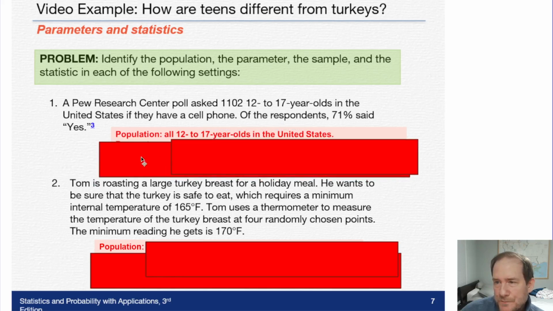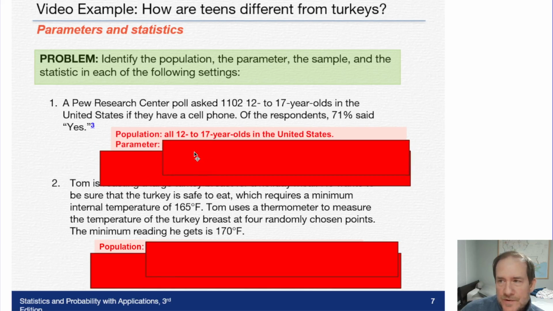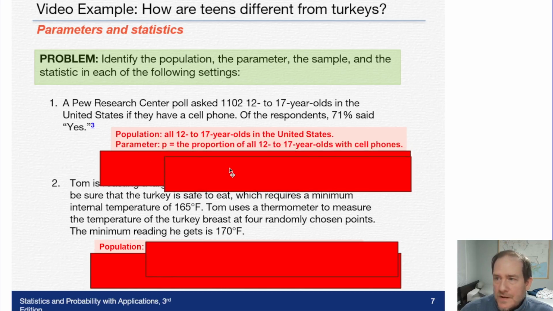Now, to find the sample, the parameter. So the parameter is the thing that they're trying to actually measure. And what they're trying to measure is the percentage of the people that have cell phones. So that's a population proportion is what you'd want to say. So the parameter is the proportion of all of the 12 to 17-year-olds that have cell phones. So again, we want that word all because the parameter has to refer back to the population.